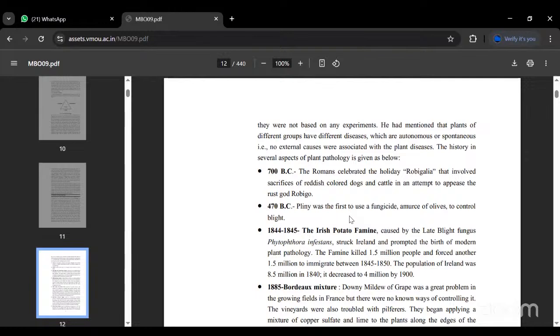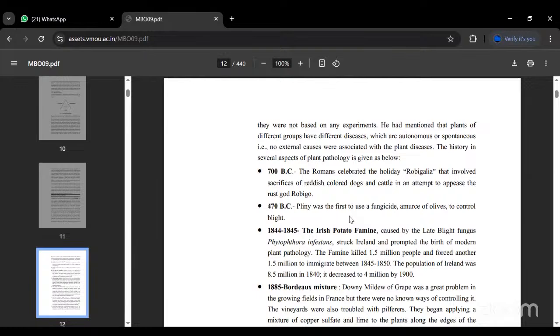1844 and 1845. This was caused by the late blight fungus Phytophthora infestans. This is the Phytophthora infestans late blight disease. It promoted the birth of modern plant pathology.